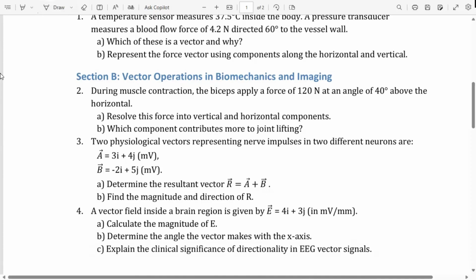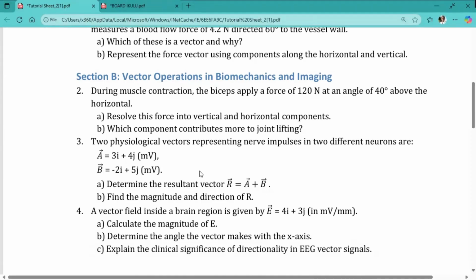Which component contributes more to the joint lifting? So you are lifting the joint up. Which force is contributing more to joint lifting? Okay, so that's part B. First things first, let's answer part A of the question.